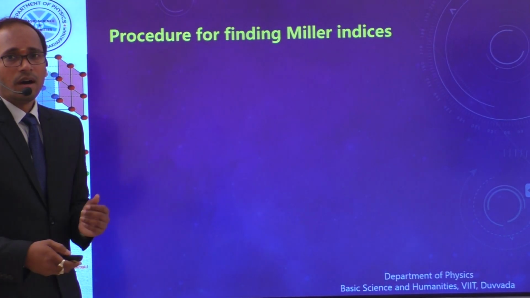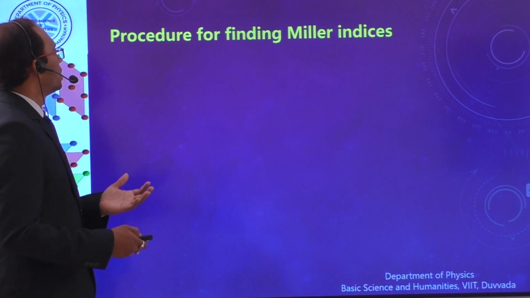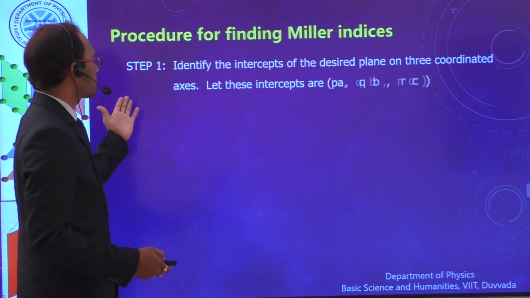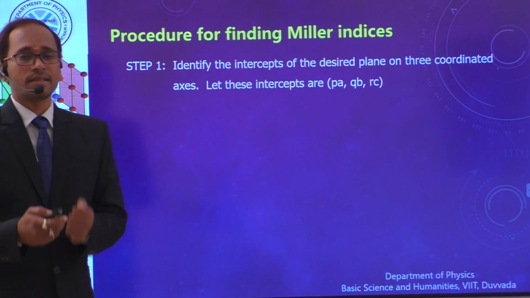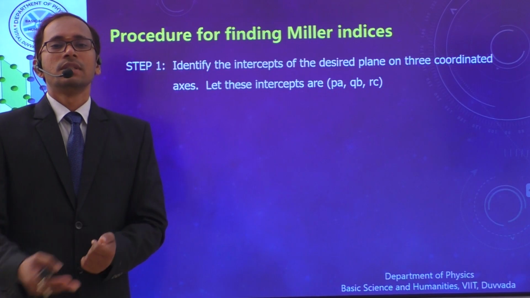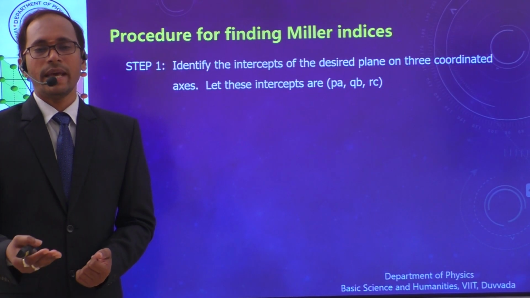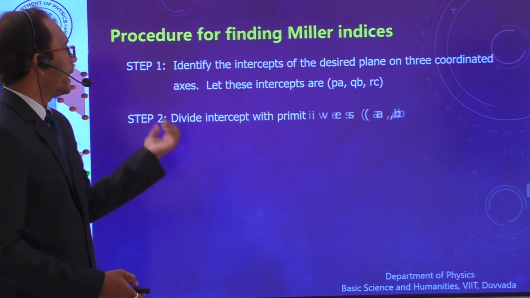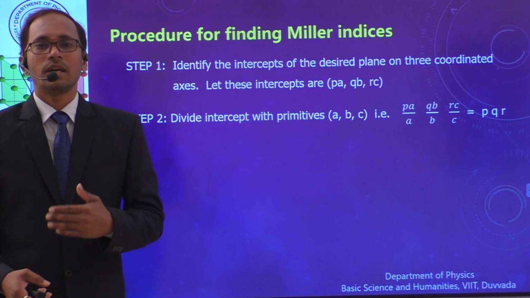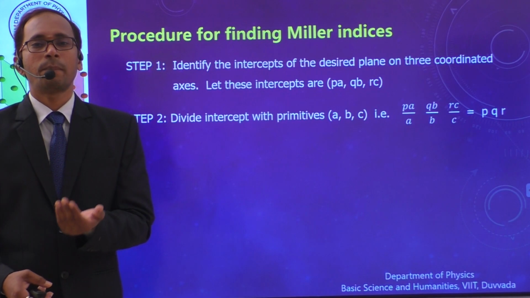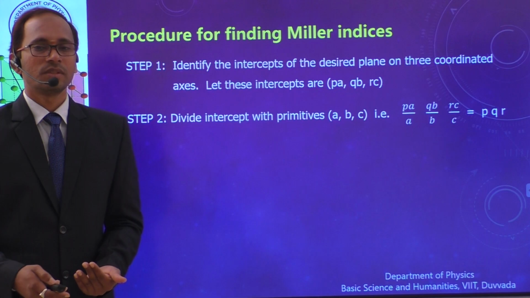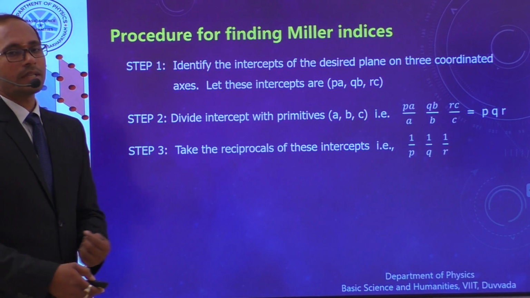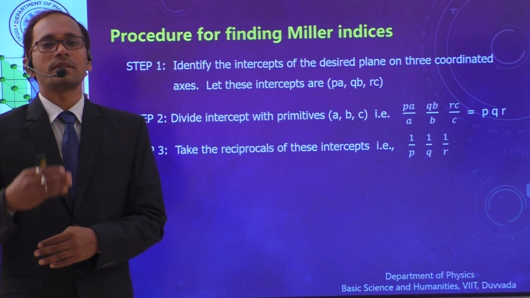Now let us see how to find Miller indices. So first we go stepwise. What is step 1? Identify the intercepts of that plane with the x, y, z axes. First you have to identify them. Then in step 2, you have to divide by the primitives, that is, the lattice parameters. And in the third step, take reciprocals of those intercepts.